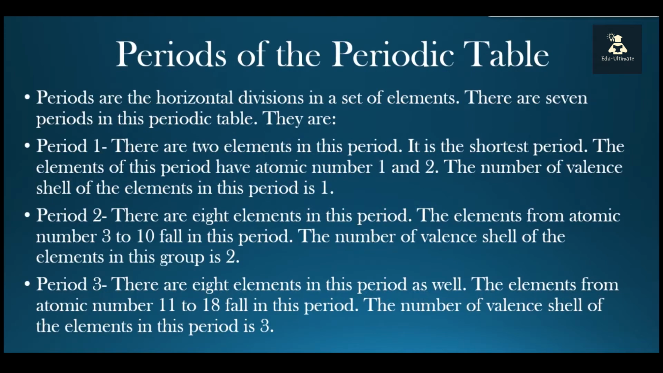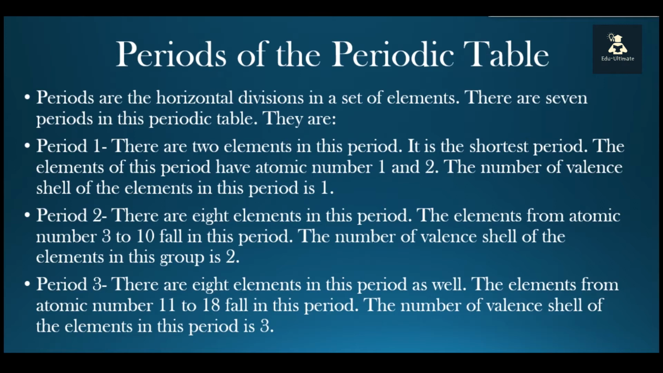Periods of the periodic table. Periods are the horizontal divisions in a set of elements. There are 7 periods in this periodic table. They are: Period 1. There are 2 elements in this period. It is the shortest period. The elements of this period have atomic numbers 1 and 2. The number of valence shells of the elements in this period is 1.